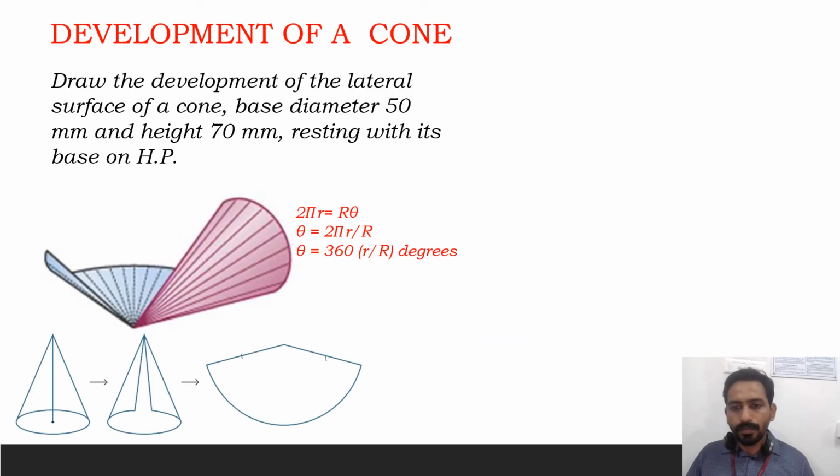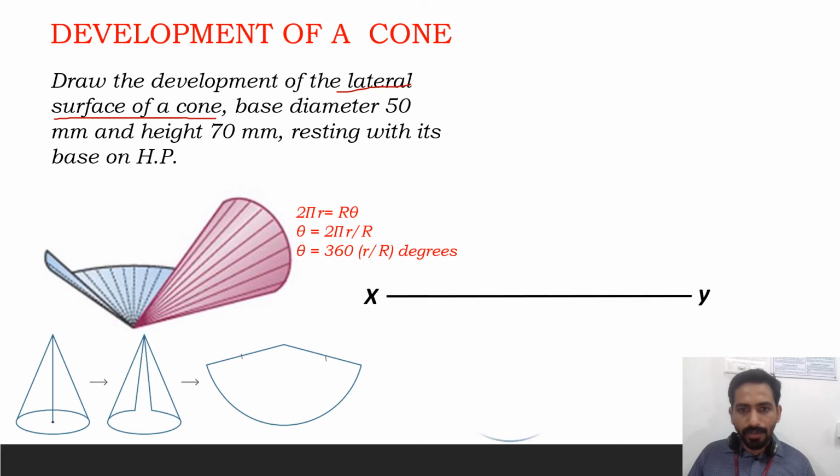Now we'll discuss the development of a cone. Draw the development of the lateral surface of a cone of base diameter 50 mm and height 70 mm, resting with its base on HP. So it looks like this. We have the characteristic view of radius r. Okay, radius r, and let this be the corresponding front view.